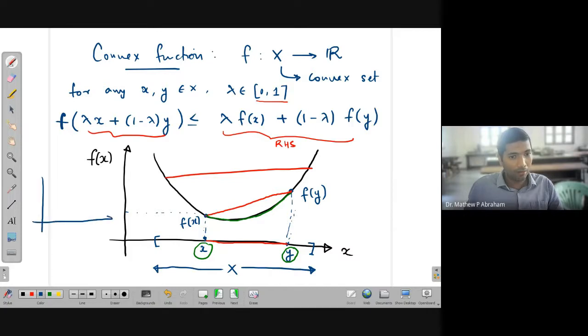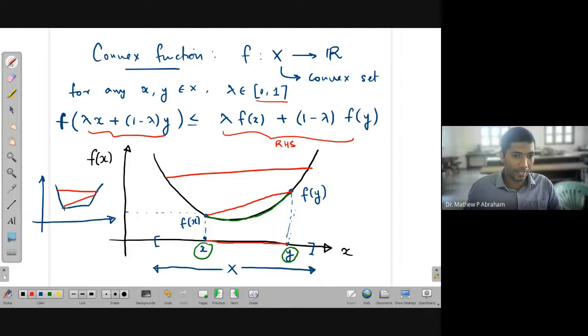I'll give another example of a convex function. If you have a function something like this, so I'm drawing something like this. This is also a convex function, but here you have multiple minimas, global minima as well. Okay, so this is also a convex function. The reason is if you draw a line between any 2 points, the function value is below that line in this case as well.